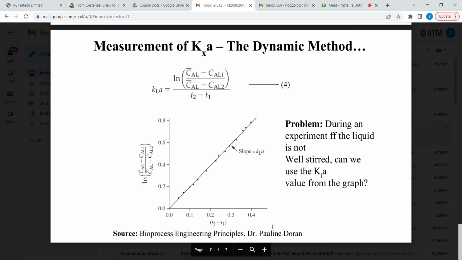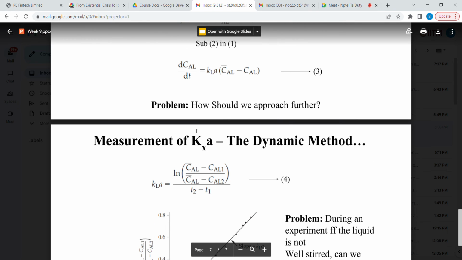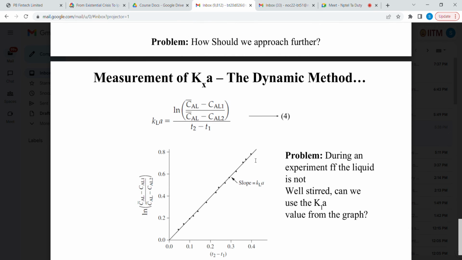It's simple, right? I just told you that the key assumption that we make here is that KLA is constant. KLA doesn't change with time, and if the liquid is not well stirred, we cannot make that assumption, right? Sometimes, if the stirring is irregular, it's not particularly well stirred. Sometimes KLA will be up, sometimes KLA will be down. It changes with time, and we cannot use this method to find it out.